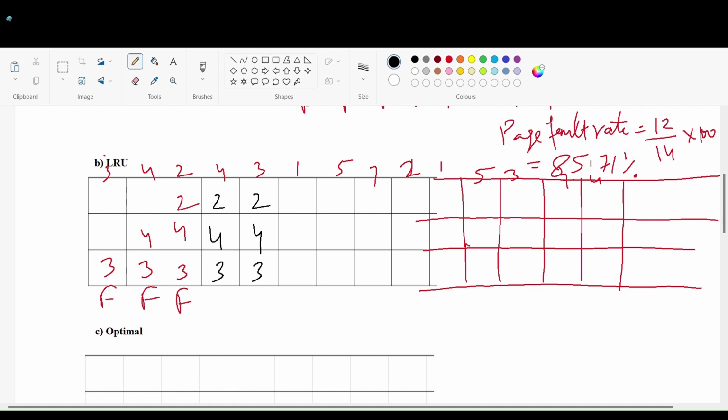But now 1. Okay, so you have to replace a page now. So which page should be replaced? Why 2?